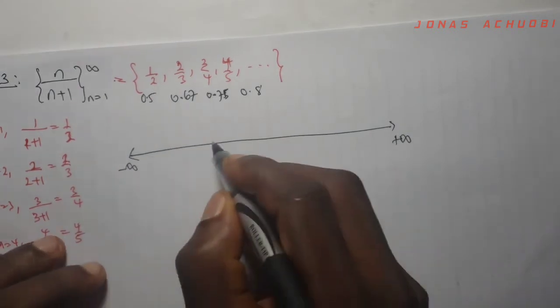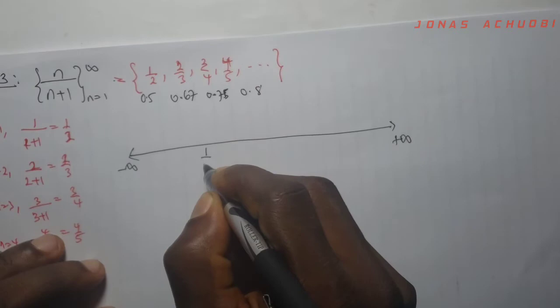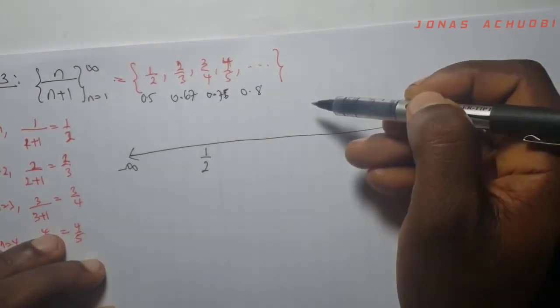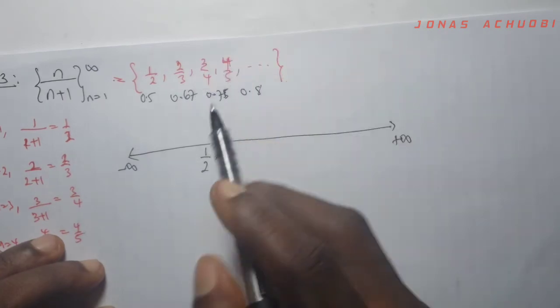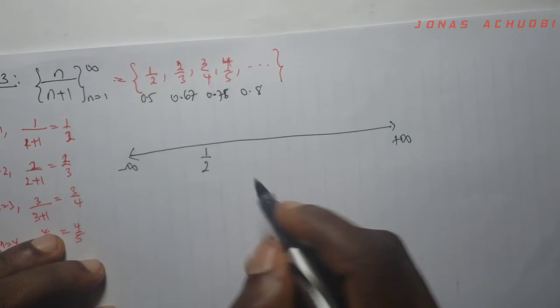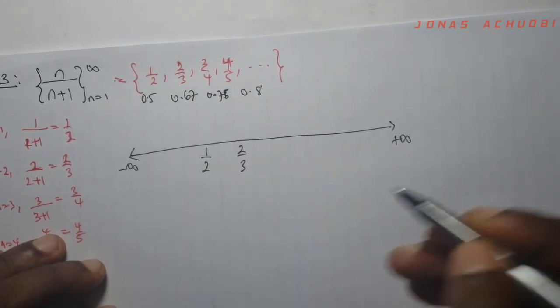So we place 1 over 2 somewhere here. Call it 1 over 2. The next term is 2 over 3. Should 2 over 3 be to the right or left of 1 over 2? Let us check the decimal. 0.67 is bigger than 0.5. So 2 over 3 is bigger than half, so it should be to the right. So 2 over 3 should be somewhere here to the right of half.